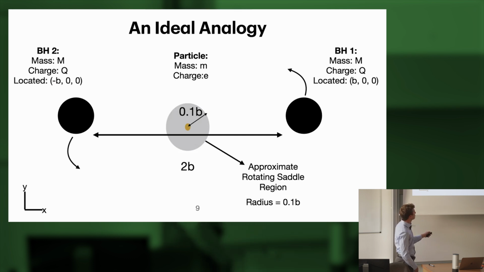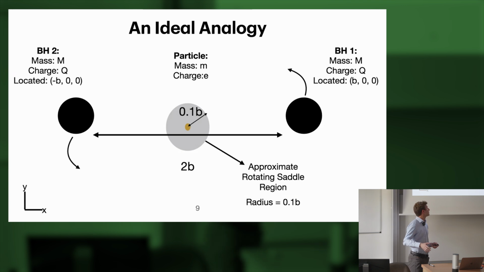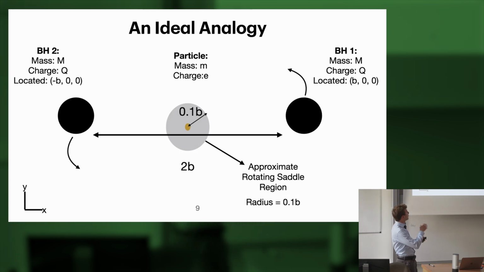In our system, we have two black holes that are rotating in the plane of rotation, and they have a mass, they have an electrostatic charge. One of them is located at negative B, one of them is located at B, and the gray region that we see here is the region where we claim that the potential exactly reduces to a rotating saddle. The square roots and all the nonlinearities in the Taylor expansion are too small on this scale, and we can trap a charged particle in this region.